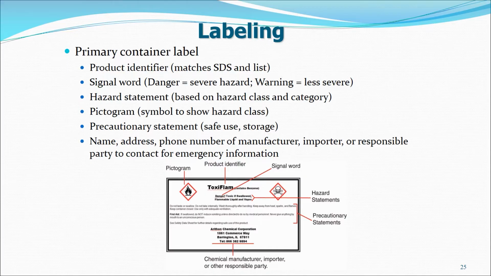Hazard statement. This is a brief statement for a hazard class and category to describe the nature of the hazard. Pictogram. This is a symbol used to show you the chemical's hazard class. There are 8 pictograms used to meet the HAZCOM standard's labeling requirements, and 1 additional pictogram, which is not required under the HAZCOM standard, is used to show environmental hazards.